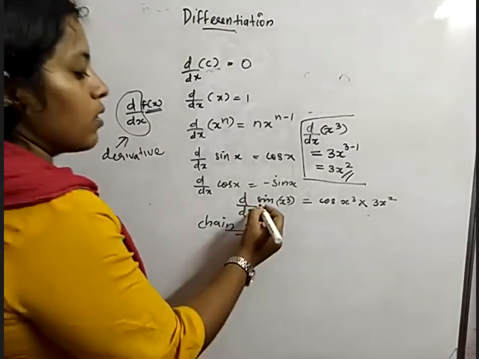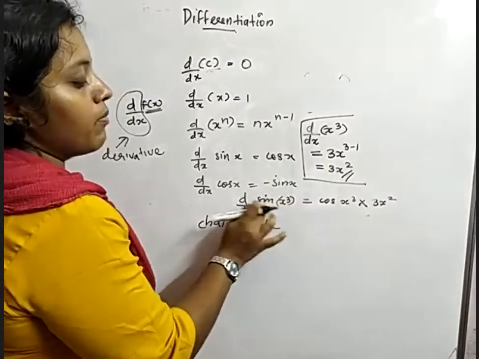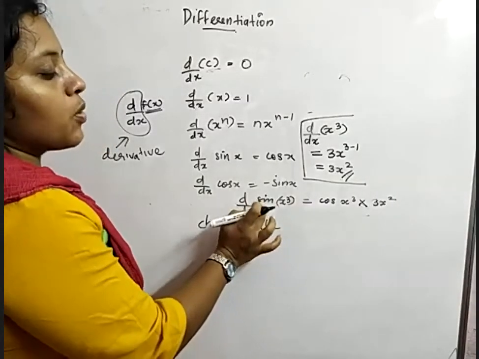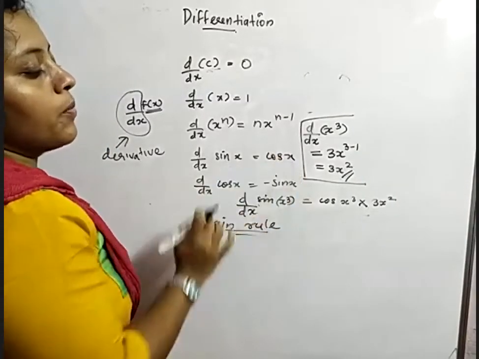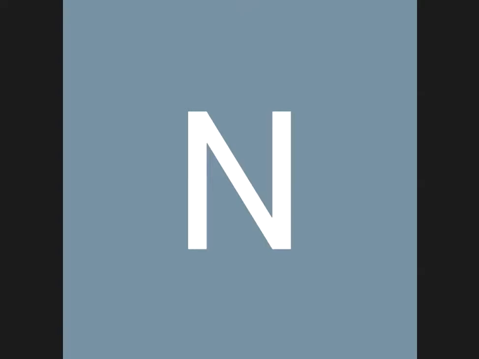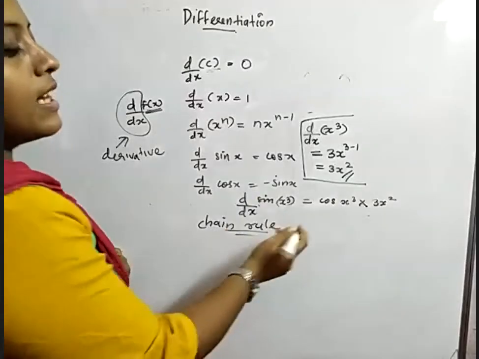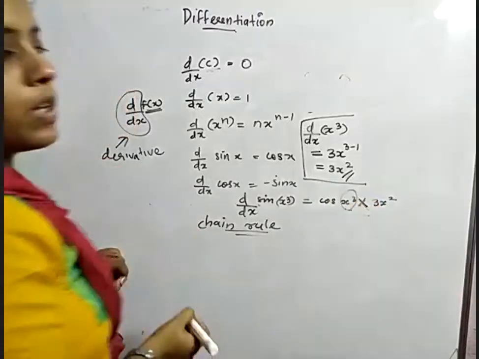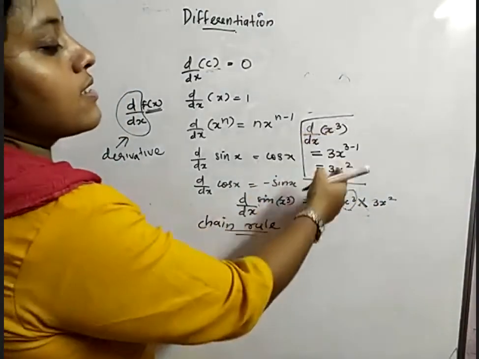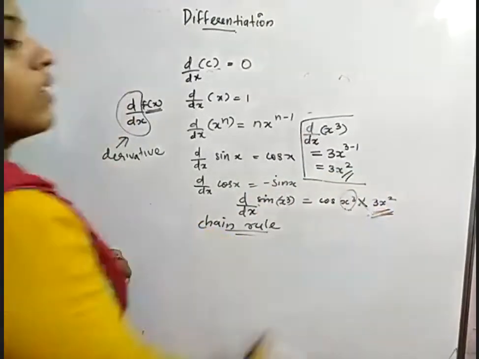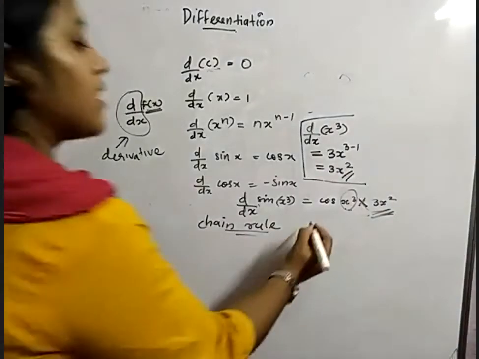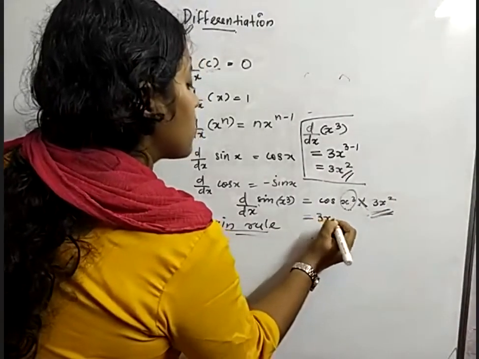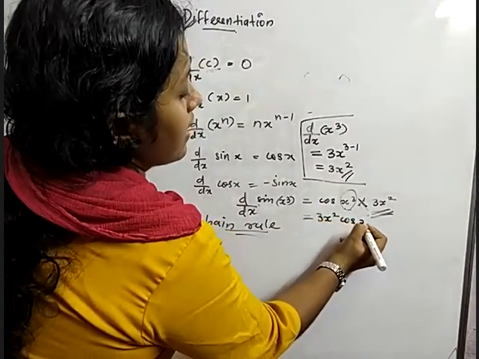You need to check what the function is. What is the outside function? That is sine. So what is the derivative of sine? It is cos, no? So the derivative of sine of x cube is cos x cube. Then you need to multiply this with the derivative of x cube. The derivative of x cube is 3x square. So our answer is 3x square cos x cube.